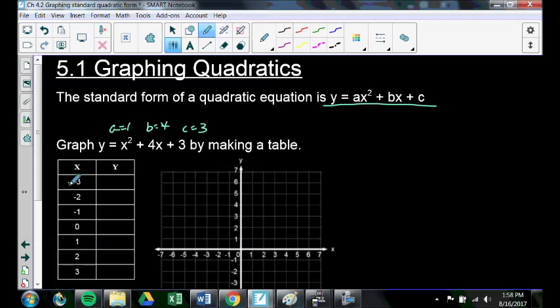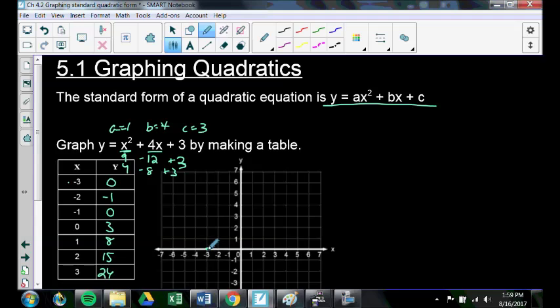Like if we plug in -3. -3 squared is 9. 4 times -3 is -12. So 9 minus 12 plus 3 is 0. So we plug in -2. -2 squared is 4 minus 8 plus 3. Well, that's -4 plus 3 is -1. We plug in -1, we get 1 minus 4 is -3 plus 3 is 0. We plug in 0 and we get 3. We plug in 1 and we get 1 plus 4 is 5 plus 3 is 8. We plug in 2 and we get 4 plus 8 is 12 plus 3 is 15. The next one's going to be 24.